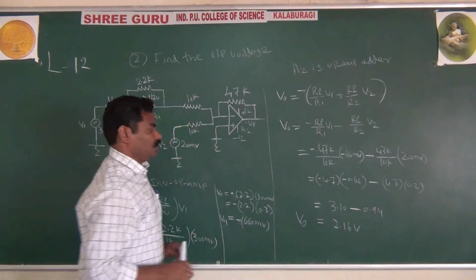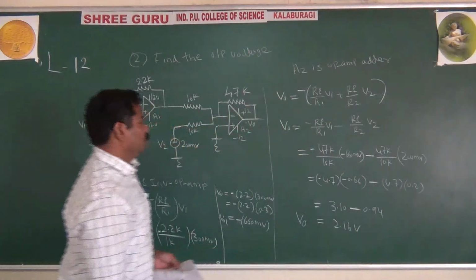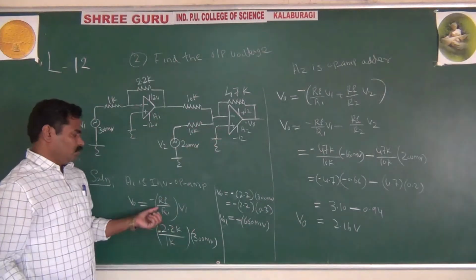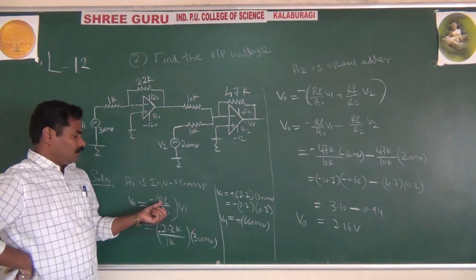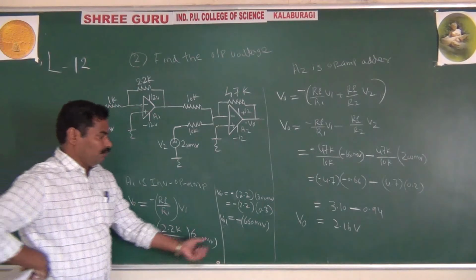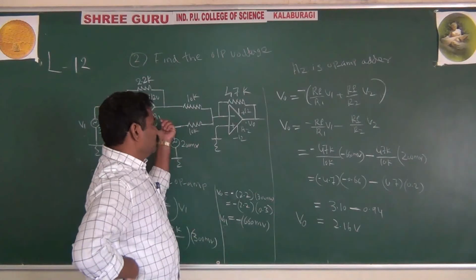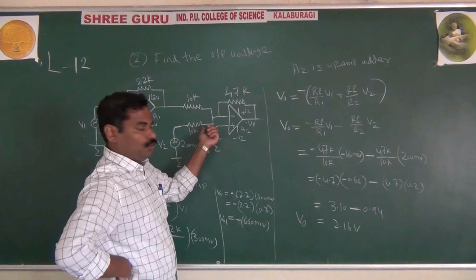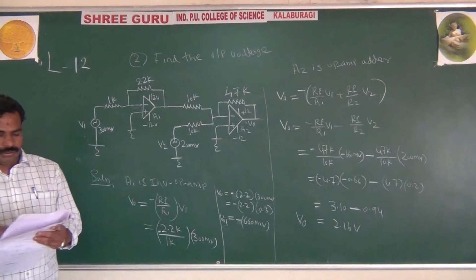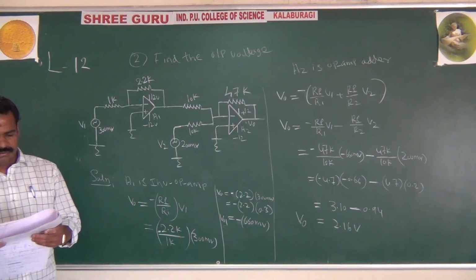This is very simple to calculate the output voltage, because as I said, this is your inverting amplifier and this is the adder. We know the output voltage of the inverting amplifier is minus Rf by Ri into Vi, and we can substitute here and get the value. This output of the inverting stage acts as the input for the second unit. This is about the second problem, and we go for another problem that is also quite different.